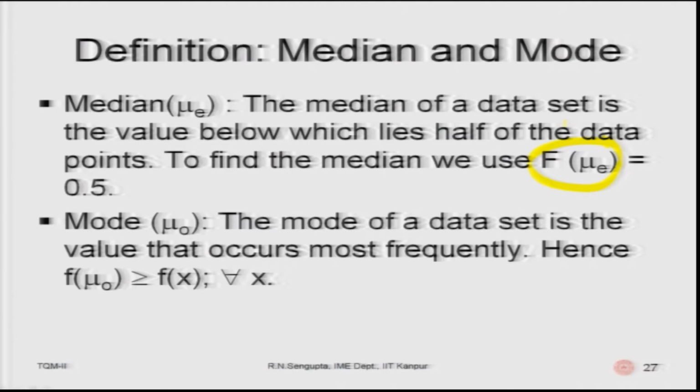And mode will be given. The mode of a data set is the value that occurs most frequently. So, we will use the value for which the frequency or the relative frequency of the probability is the highest, and we will find that value as the mode. Mode may not be unique; there can be more than one mode also.